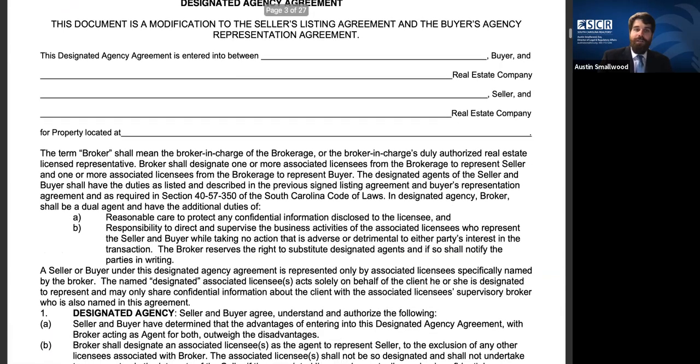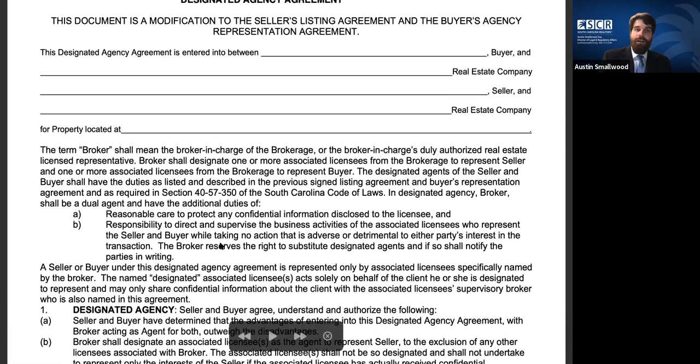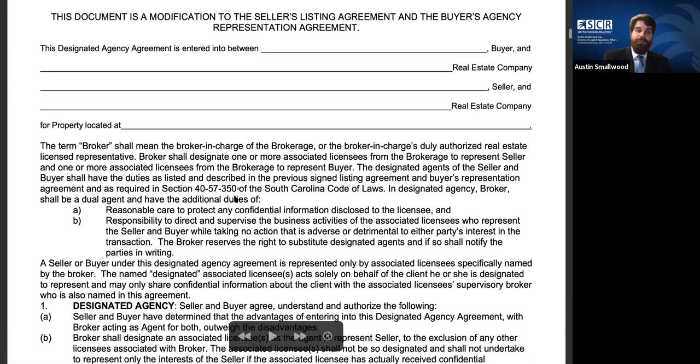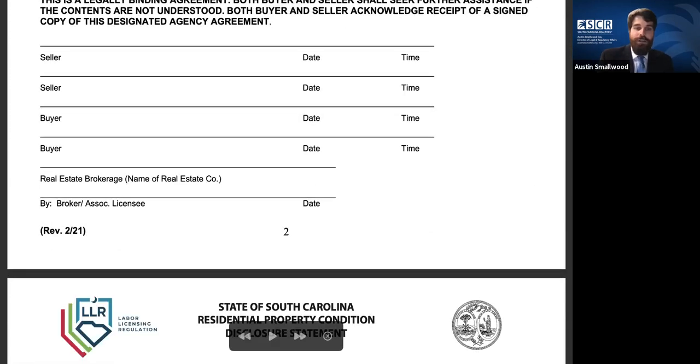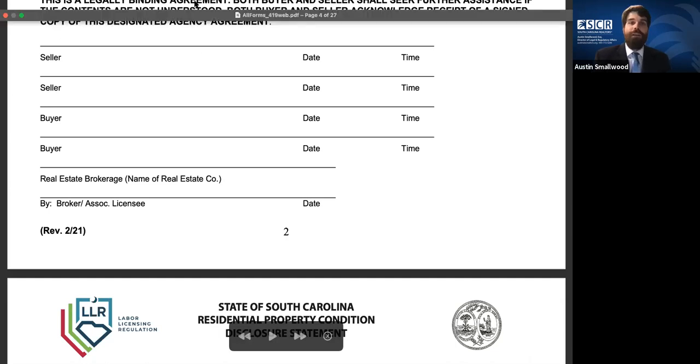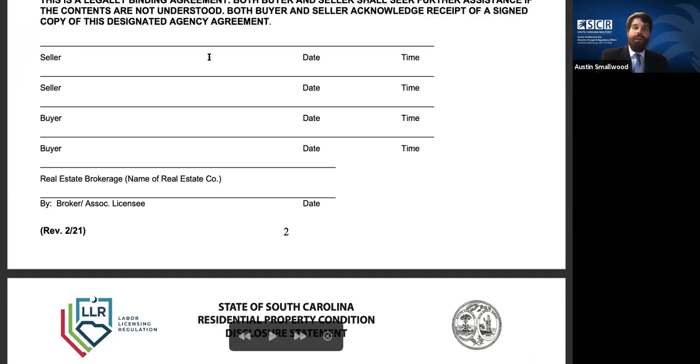Very similar change that was made to designated agency. Again, at the very top here, it is now 350. That is the correct form site. And the revision date on the last page should be that 2/21. So for both designated and dual agency agreements, make sure you're using one with a revision date of 2/21 and not an older version. You do need to make sure that you're always using the most up-to-date versions of all forms.